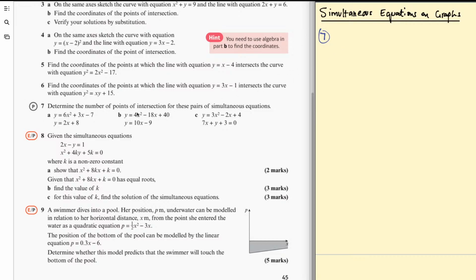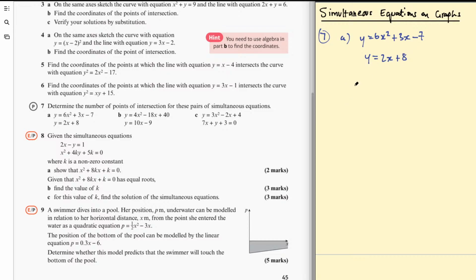It says determine the number of points of intersection for these pairs of simultaneous equations. So A, we have y equal to 6x squared plus 3x take 7, and y equal to 2x plus 8. And we start this off algebraically. As we usually do, we substitute the linear equation into the quadratic. So y equals 2x plus 8, so substitute that into the first equation here.